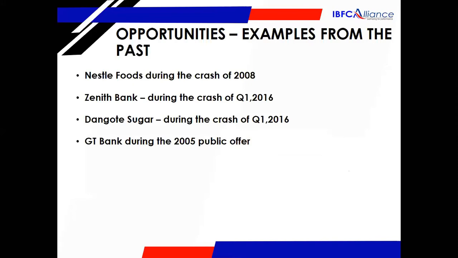Now, I'm going to use examples from the past, using different time frames. What happened to Nestle during the crash of 2008? What happened to Zenith Bank during the crash of 2016? What happened to Dangote Sugar during the crash of 2016? And what happened to GT Bank during the 2005 public offer? All of these are from different time frames. Nestle Foods is about 12 years ago. Zenith and Dangote are about 4 years ago. GT Bank is a little longer than that.